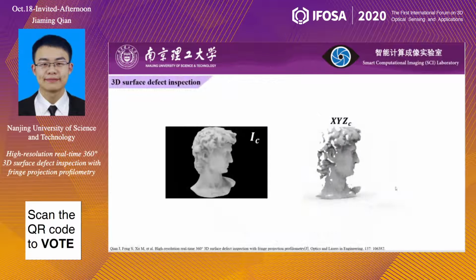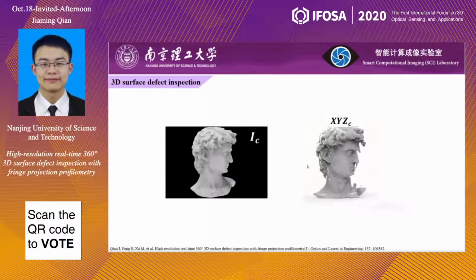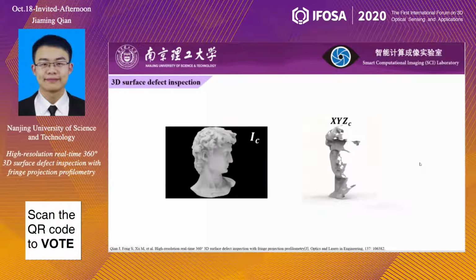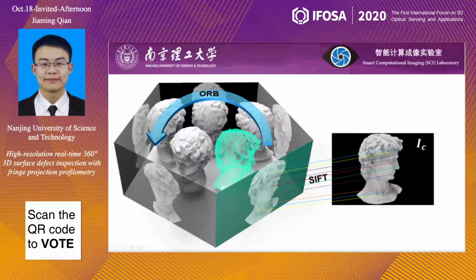Then we can perform the inspection. Here shows the 2D image IC and the 3D data XYZC of the measured object at current pose. We first use the ORB algorithm to find the 2D image in the standard library, which has the most 2D mapping points with IC. Then we again use the SIFT algorithm to find the more accurate 2D mapping points.